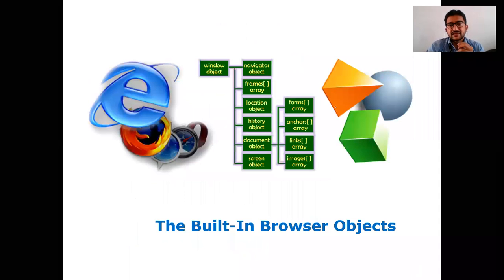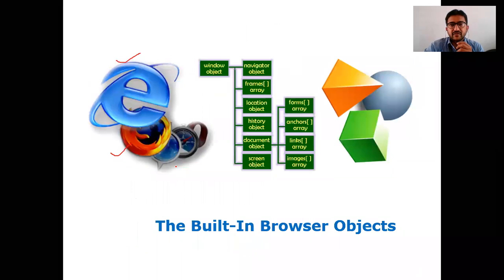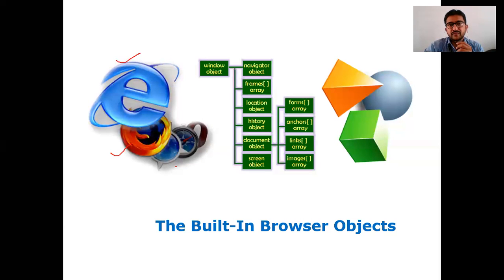Now let me see the built-in browser objects. Here we are using different browsers. If you see on the screen, there is the browser IE, there is the browser Mozilla, and there are a lot of others like Opera and Chrome. Different browsers are coming into the picture. But whatever the browser you are using, the built-in objects for every browser are common. There is no difference at all.